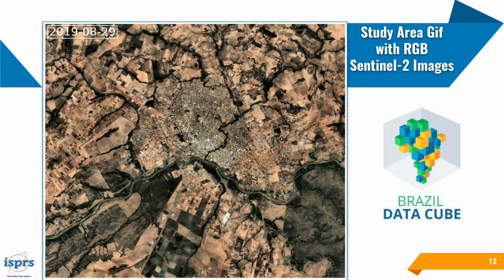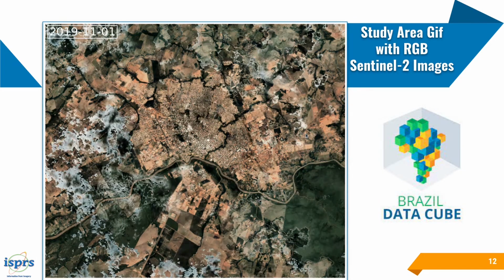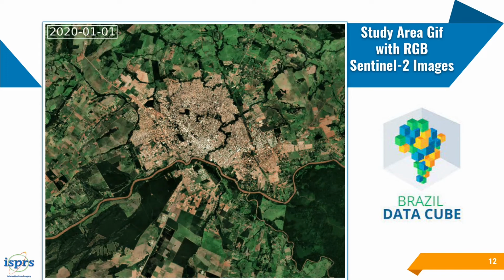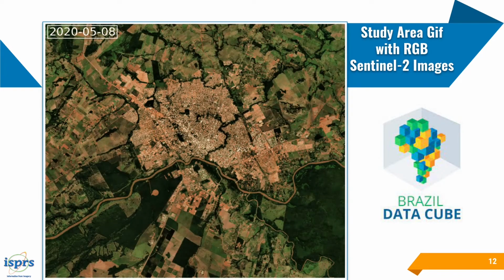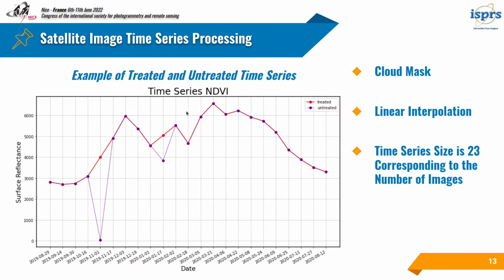Here is the GIF of RGB images for understanding a little about the temporal dynamics of the region. Here we have an example of the two time series, one treated and one untreated, where a cloud mask makes the cloud identifications, and then a linear interpolation is done, as seen in this region.